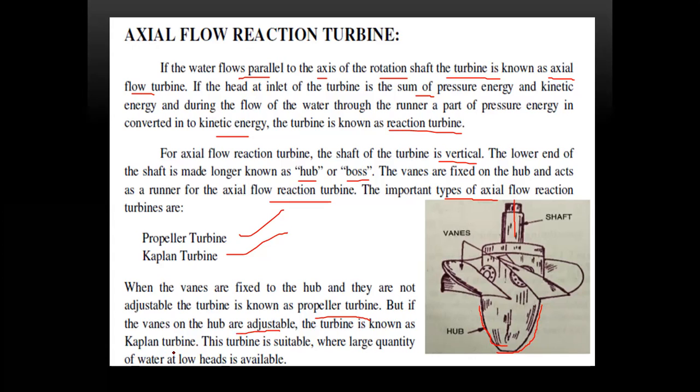Simple difference, right? What is the difference between Kaplan turbine and propeller turbine? Whenever the vanes or blades are adjusted, we are calling it a Kaplan turbine. Whenever the blades or vanes are not adjusted, then we are calling it a propeller turbine. This turbine is suitable where a large quantity of water at low heads is available, right?